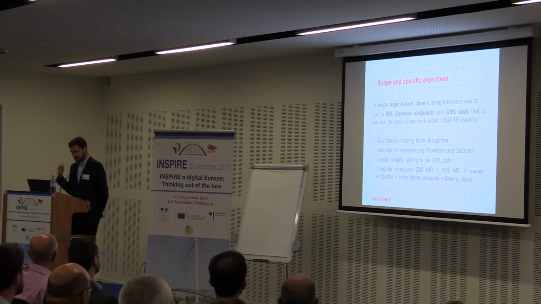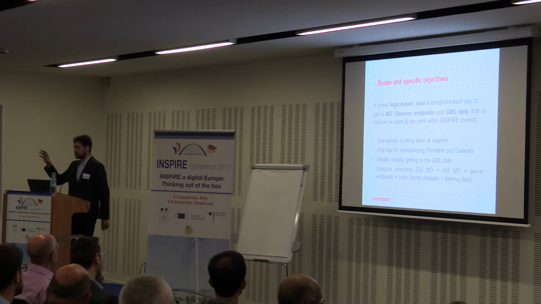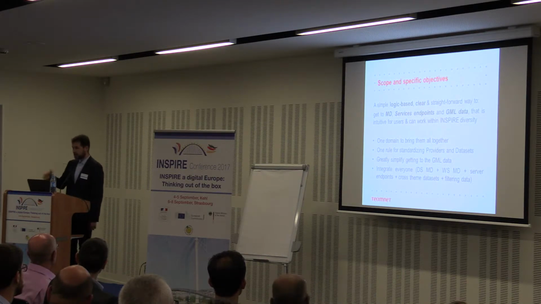So what we want is preferably one domain to bring them all together. We want one rule for standardizing providers and datasets. We want to simplify getting to the GML data and integrate everything. So integrating both metadata for datasets and web services, integrate endpoints, integrate cross-theme datasets. One dataset might have multiple data themes, and we also want to provide a simple way of filtering the data.